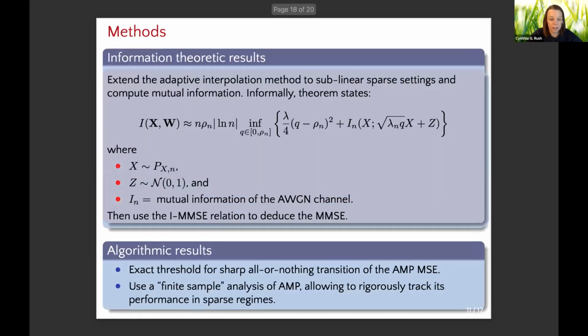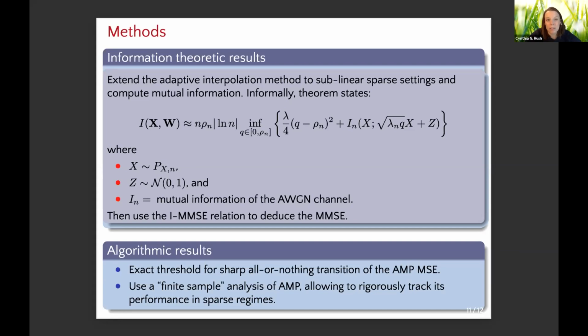In a few more details, the information theoretic analysis is done via an adaptive interpolation method that was pioneered by my co-authors, Jean and Nicolas. It was first introduced in non-sparse matrix estimation problems. What this method does is it provides closed form expressions for the mutual information between the data W and the signal X in terms of low dimensional variational expressions like that given on the slide.